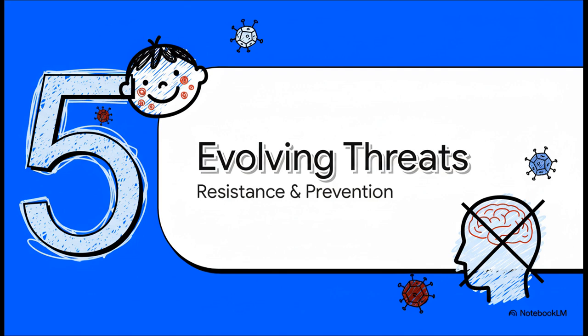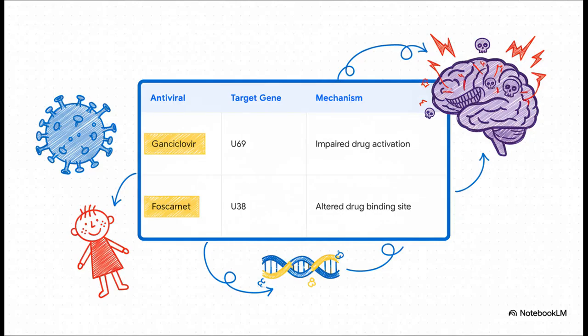So to wrap things up, let's talk about the challenges that are still out there. Because even with good guidelines, this is a virus that keeps us on our toes. And just like we see with its cousin, cytomegalovirus, we have to worry about antiviral resistance. For ganciclovir, the virus can mutate its U69 protein kinase gene, which means the drug never gets activated. It's a dud. For foscarnet and cidofovir, we see mutations pop up in the U38 DNA polymerase gene, which basically changes the lock so the drug's key no longer fits. For patients needing long-term treatment, this is a huge, huge concern.